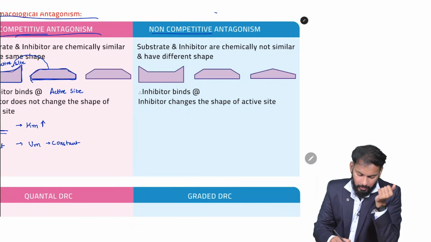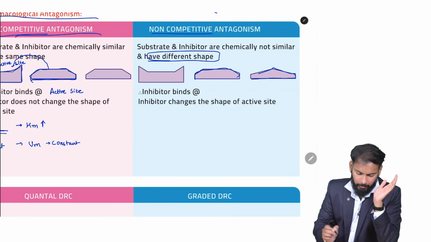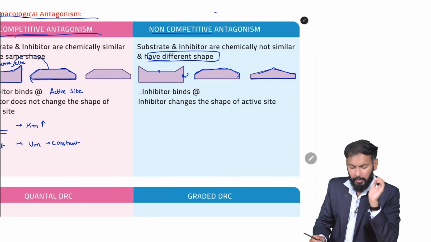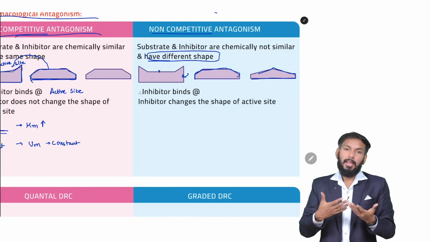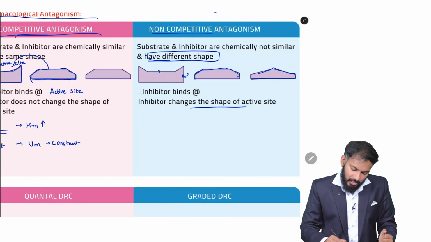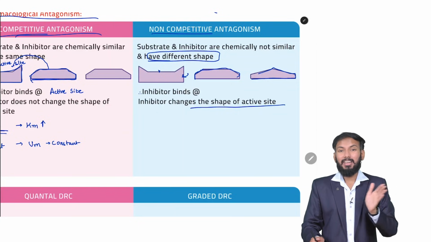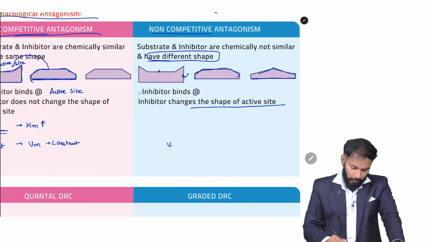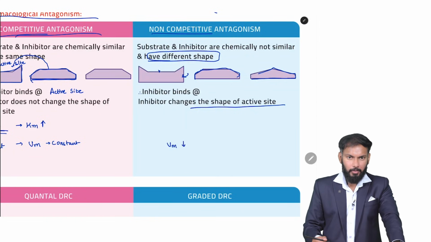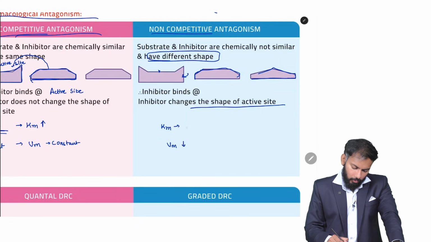Coming to the non-competitive. Non-competitive means, see, substrate you can see here. Inhibitor has a different structure and shape. So, can this bind to this active site? No, it binds to the allosteric site. Unfortunately, when it binds to the allosteric site, it will change the shape of the active site and the effect is reduced forever. That means Vm is decreased. Did you understand? But Km is constant. Inhibitor binds at the allosteric site.